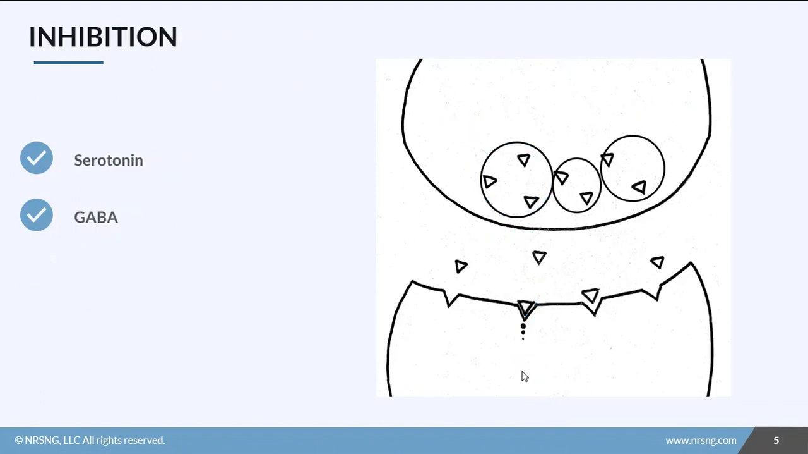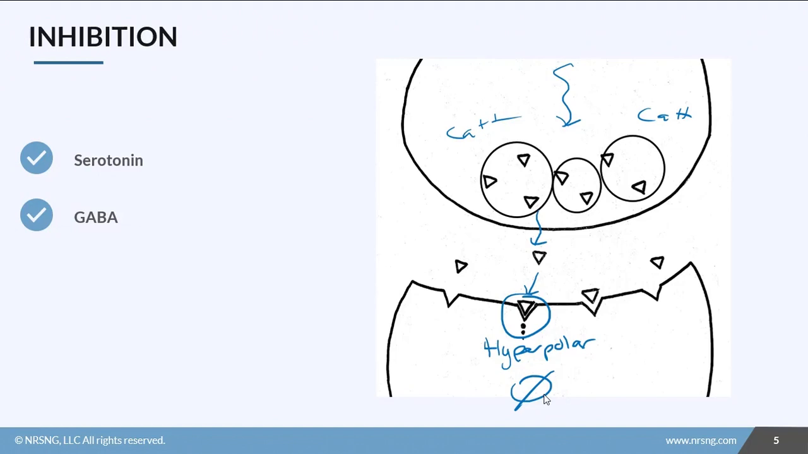Now, with inhibitory neurotransmitters, the whole process is the same right up to the point where the neurotransmitter binds to the receptor. When it binds to the receptor on the other side, instead of causing depolarization and a new action potential, it causes hyperpolarization, and therefore it stops the action potential. So it can't propagate or conduct any further; it inhibits the signal from continuing. Two common inhibitory neurotransmitters that we see are serotonin and GABA. Again, this is only in neurons and not in the neuromuscular junction.